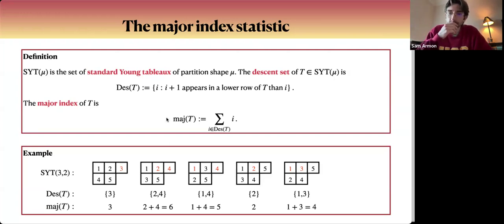And now the major index of a standard tableau is just the sum of all of the descents. So for instance, in this second tableau here, my descents were at my entries 2 and 4. So the major index is just 2 plus 4, which is 6. And I can play this same sort of game, get the descent set for each standard tableau, and associate the major index.